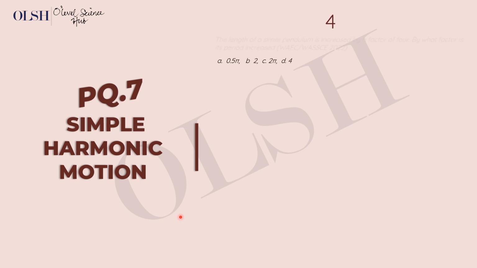So let's move on to number 4. The length of a simple pendulum is increased by a factor of 4. By what factor is the period increased? Of course, we can see this is a why question. So the length of a simple pendulum is increased by a factor of 4. By what factor is its period increased? So we remember the formula we have for finding the period of a simple pendulum, which is T equals 2 pi root L over g.